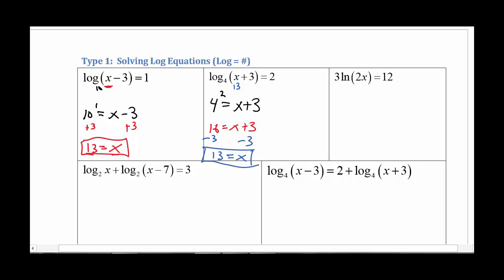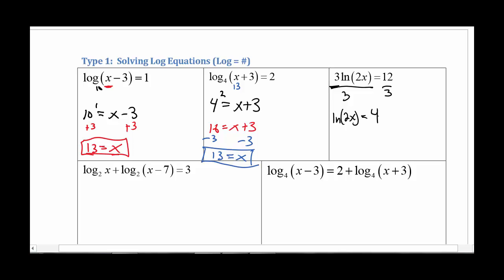The next example, 3 ln of 2x equals 12. Well, I need to isolate that 3. Okay, so the easiest way to get rid of that 3 is simply divide both sides by 3. So that gives me ln of 2x equals 4.